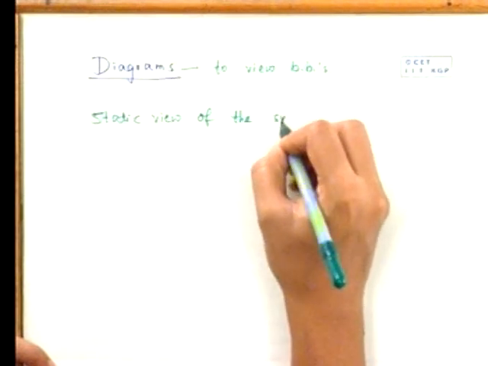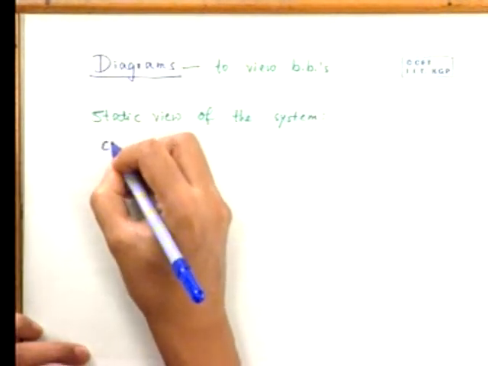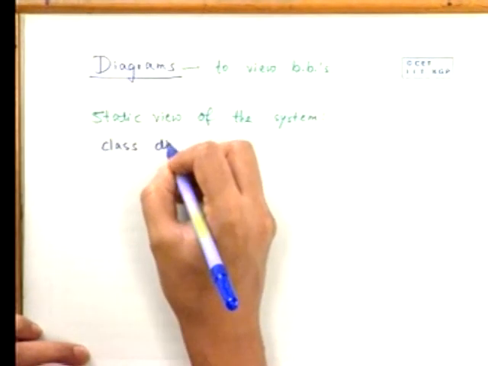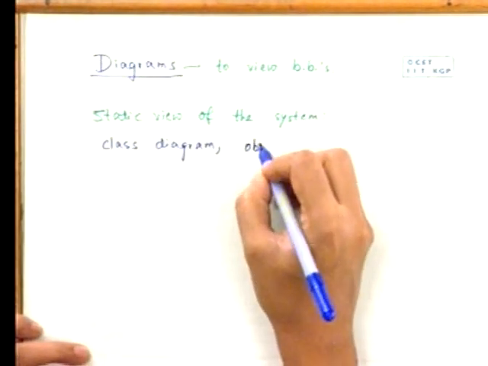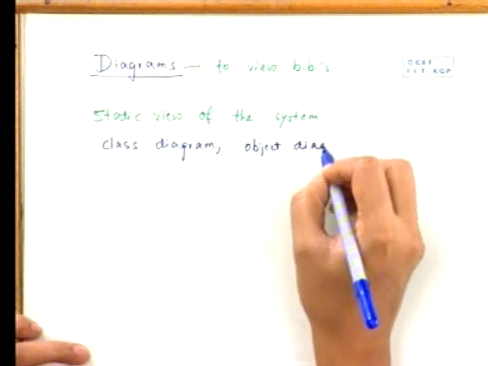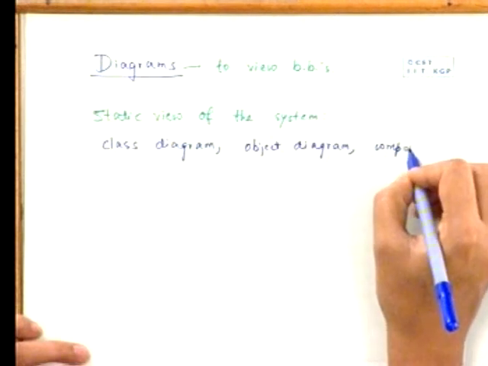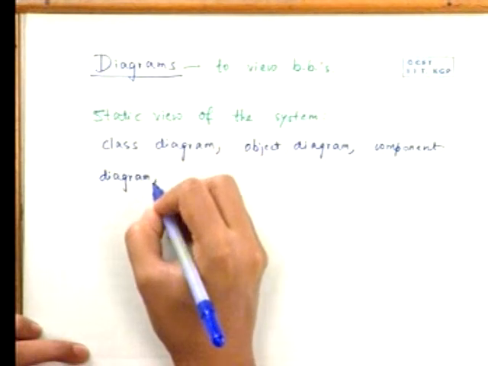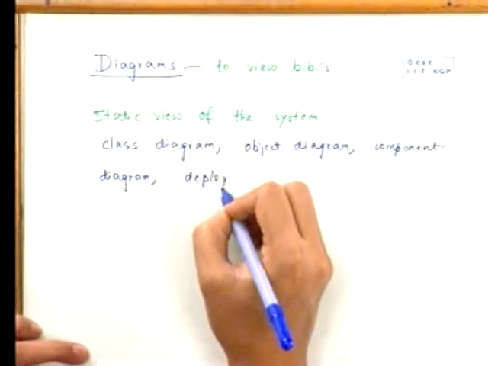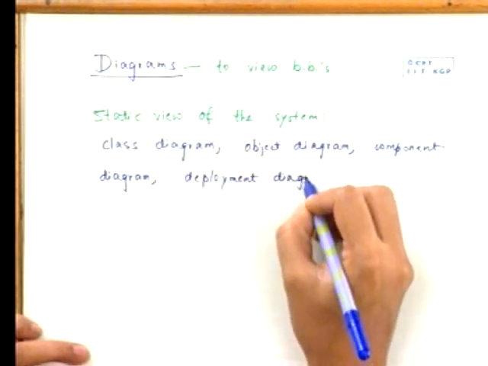The static view of the system is provided by some diagrams, for example, the most important being the class diagram, and also we have object diagrams, component diagram, and deployment diagram. Of these, the class diagram is the most important, and we will cover this in some detail.